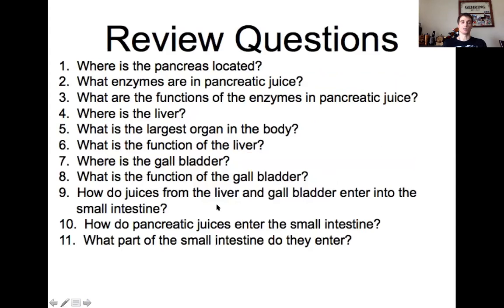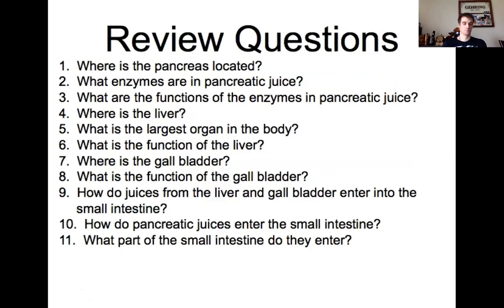Some review questions quick for you to look through and talk through and think of. Where is the pancreas located? What enzymes are in pancreatic juice? So what else other than insulin does the pancreas produce? What are the functions of the enzymes? So if you can name them, what are the functions? Where's the liver located? Tell me about the liver.